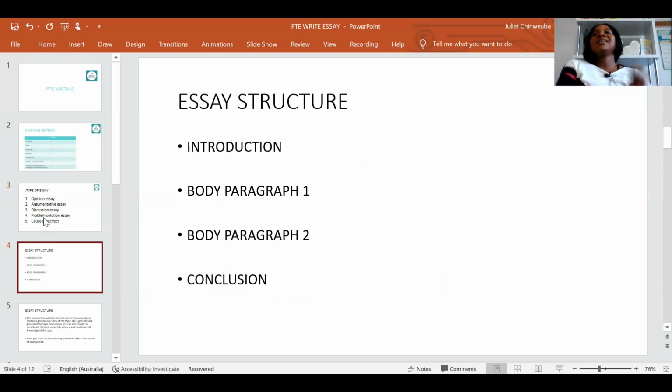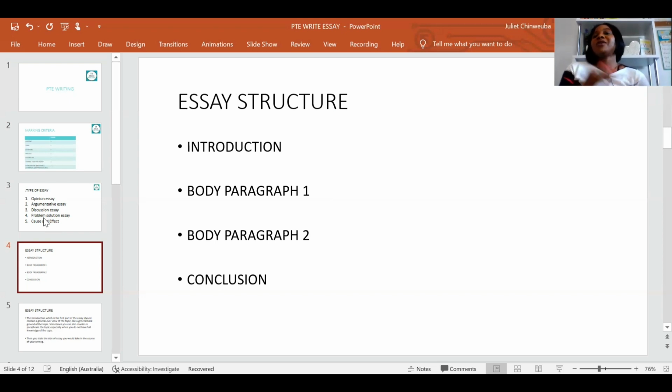Then, basically, this is an essay structure where we have the introduction, the body paragraph 1, the body paragraph 2, and then the conclusion. Now, this is the basic essay structure. So the introduction comes first. That's where you're just talking about the general topic. What is it that they are saying about the general topic? This is where you try to explain or give a little background knowledge about the general topic, or about the topic of discussion. Then we'll have the body paragraph 1.